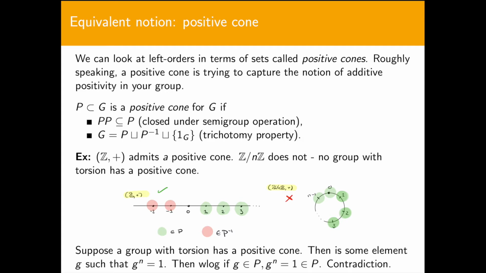Z mod nZ, or any group with torsion, does not admit a positive cone, because suppose that you have a group with torsion, and suppose that it has a positive cone. Then there's some element g such that g to the n is equal to 1, and without loss of generality, g is in P. But that would mean that g to the n is equal to 1 is in P by the semigroup closure property. That's a contradiction because 1 cannot be in the positive cone by the trichotomy property.